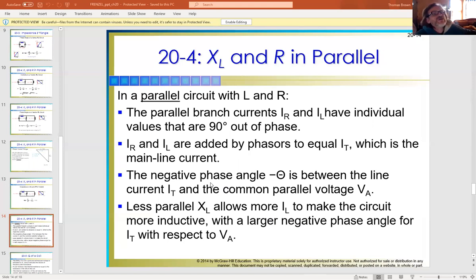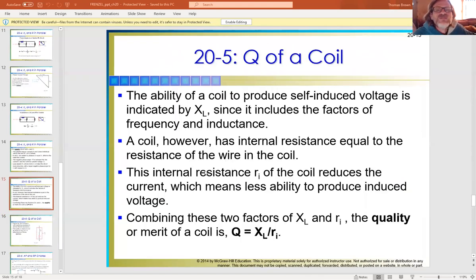Anything over 45 degrees. So when it goes over 45 degrees, and by how much, that's basically how we're able to tell how much more inductive it is. Fun, right?